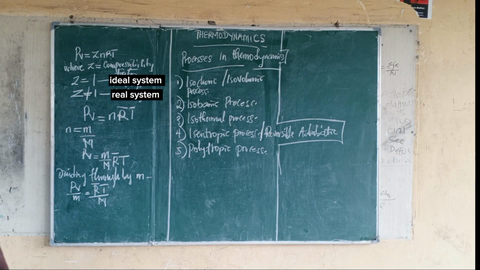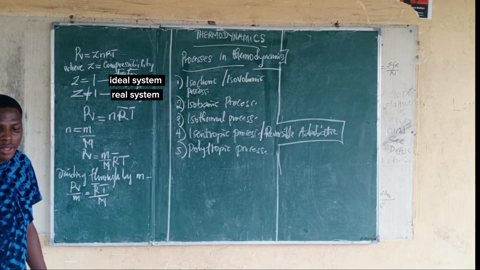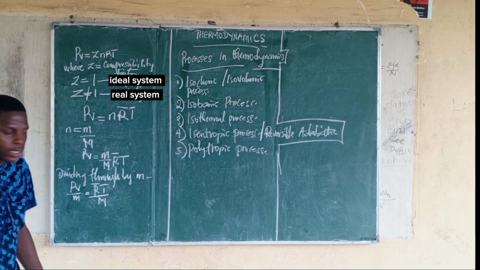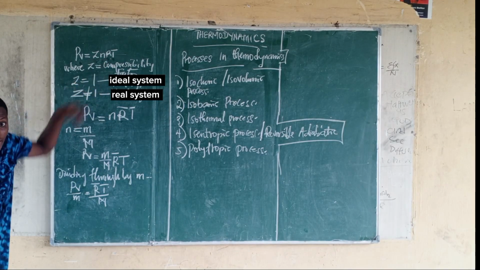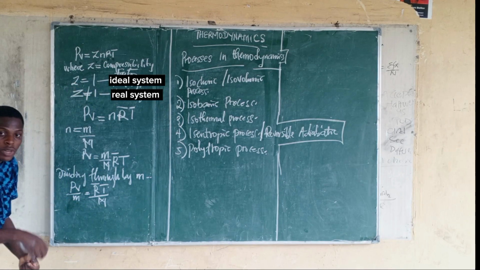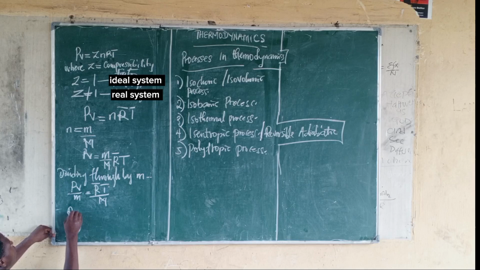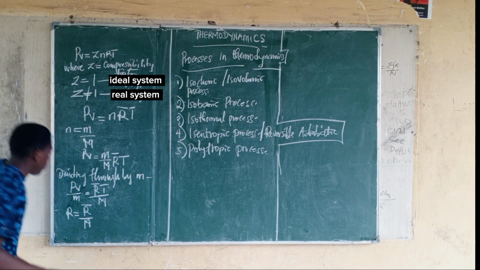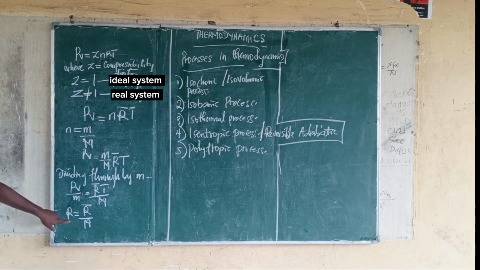Now note, in thermodynamics, to calculate the specific gas constant R, we know that R is equal to R̄ over the molar mass. To calculate it, it is R̄, the general gas constant, over the molar mass of the particular substance. This R is the specific one.